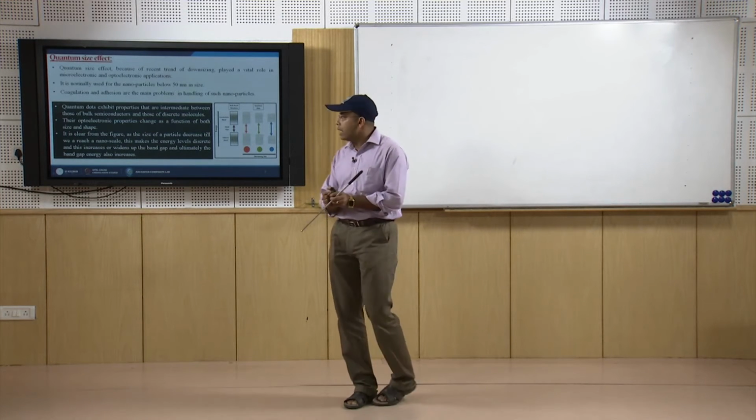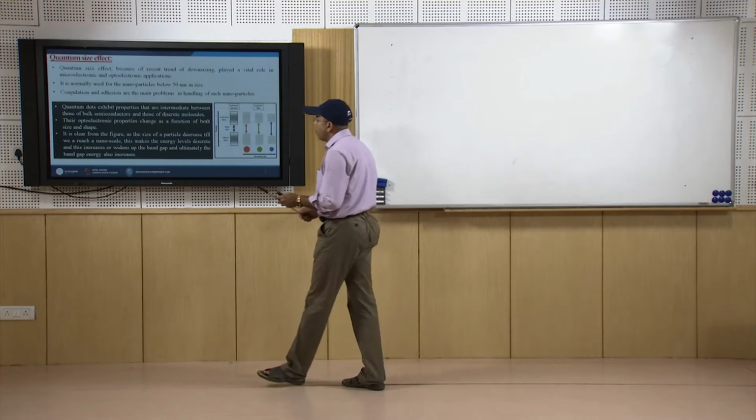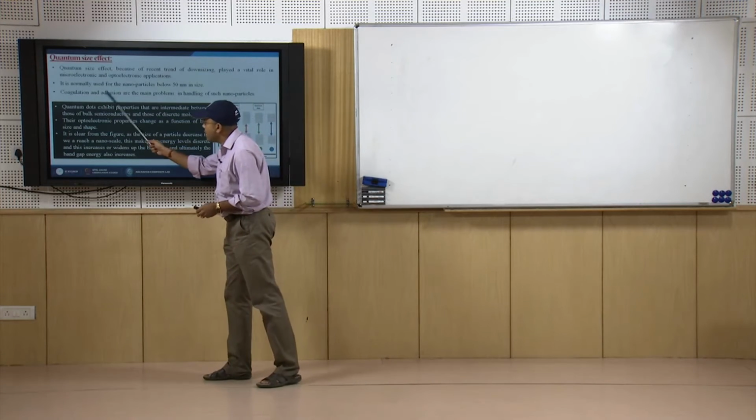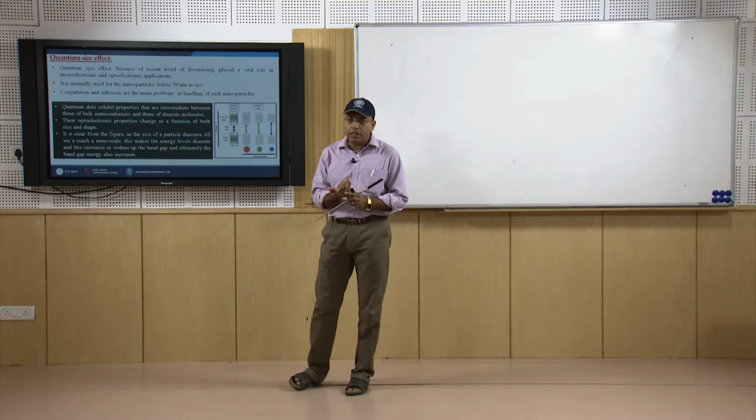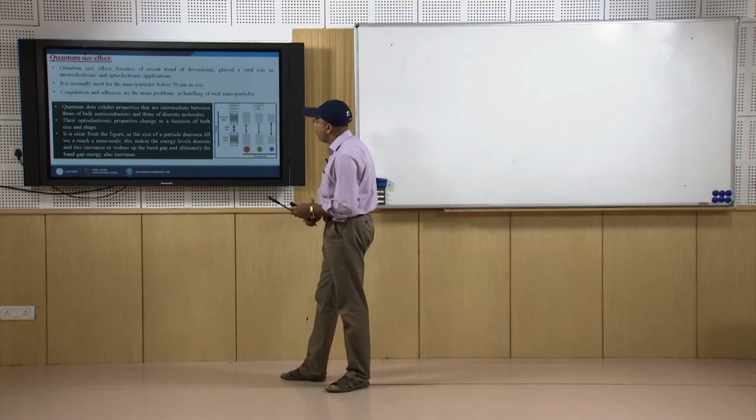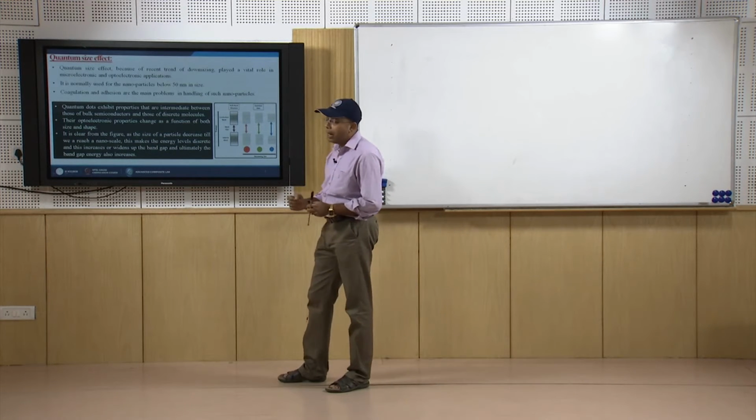That is known as agglomeration, or sometimes coagulation and adhesion, because they are so thin they can stick with each other, and then it is very difficult to separate them. So, these are all the problems when we are dealing with this kind of nanoparticles at a very small diameter.